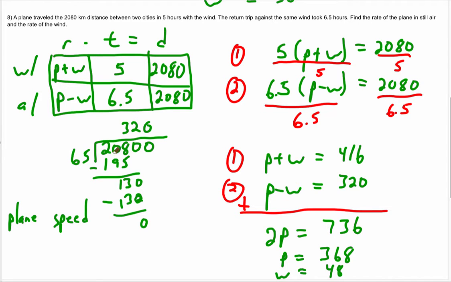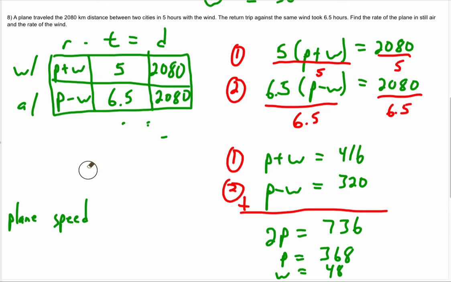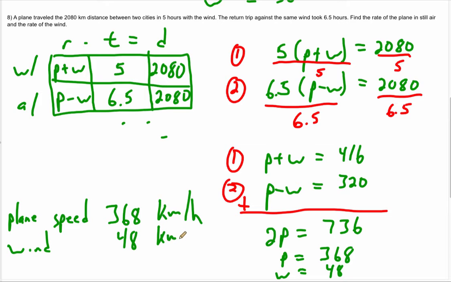So, plane speed equals, I'm going to get rid of this little calculation here. Boom. Plane speed equals 368. Are these kilometers? Yeah, kilometers per hour. And the wind speed is 48 kilometers per hour.